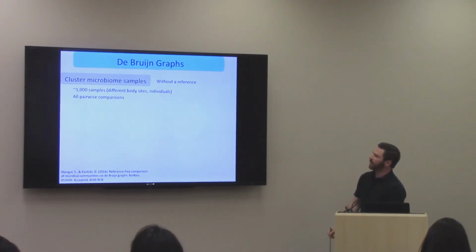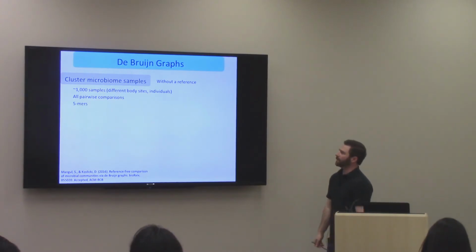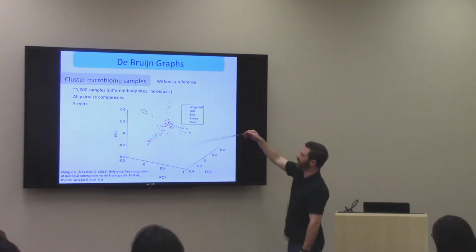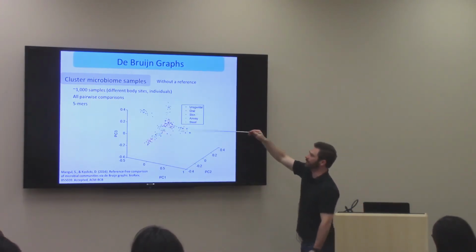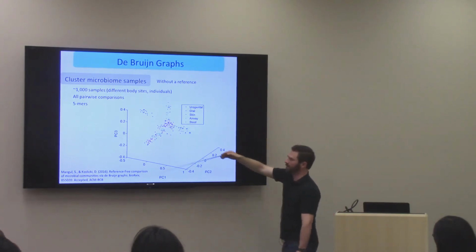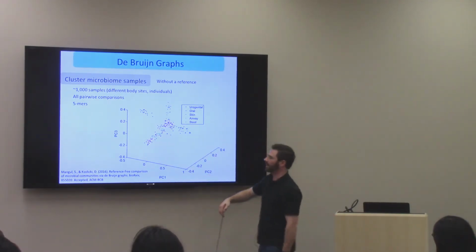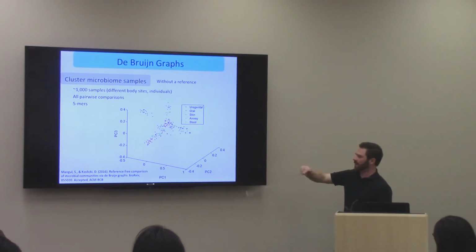So this allows you to cluster microbiome or metagenomic samples without a reference database. So here's a bunch of HMP data, and we used 5-mers in this method. This is work with Sergey, and I just got it accepted to ACM BCB. Feel free to read the bioRxiv article if you're interested.